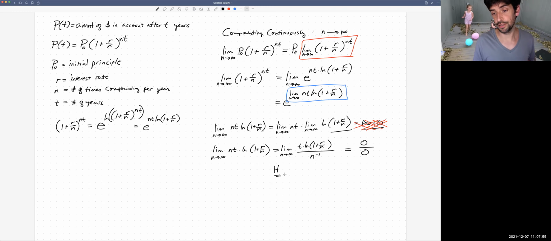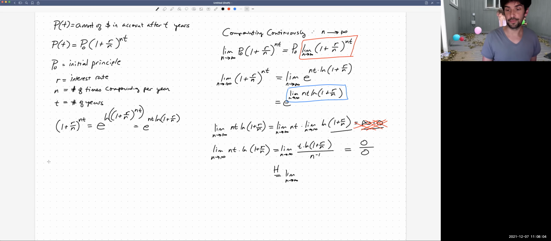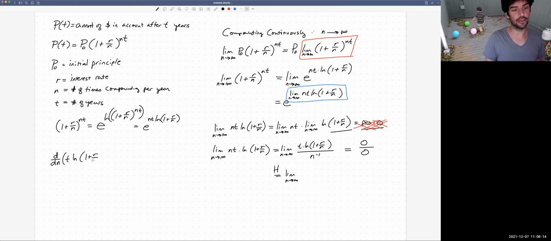L'Hopital's rule says I need to take the derivative in the numerator and the denominator. So let's take those derivatives. This is the derivative with respect to n. That's the thing we're letting vary right now. So I'm going to take the derivative, d/dn, of t times the natural log of 1 plus r over n.